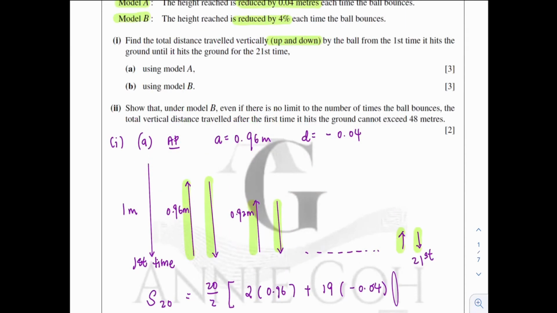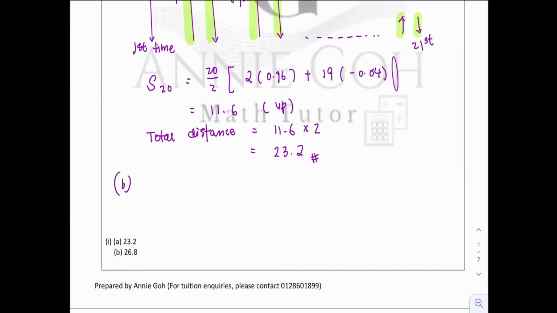As for model B, the height reached is reduced by 4% each time the ball bounces. So when it's reduced by 4%, it means that it follows geometric progression. Okay, so for part B, it follows GP. So the same thing, you got to find out what's the A and what's the R. For GP, there's a common ratio R. When it's reduced by 4%, that means the R should be equal to 0.96. When it's increased by 4%, it means that the R should be 1.04. This you have to take note. And for the A, it's the same as model A, which is 0.96.